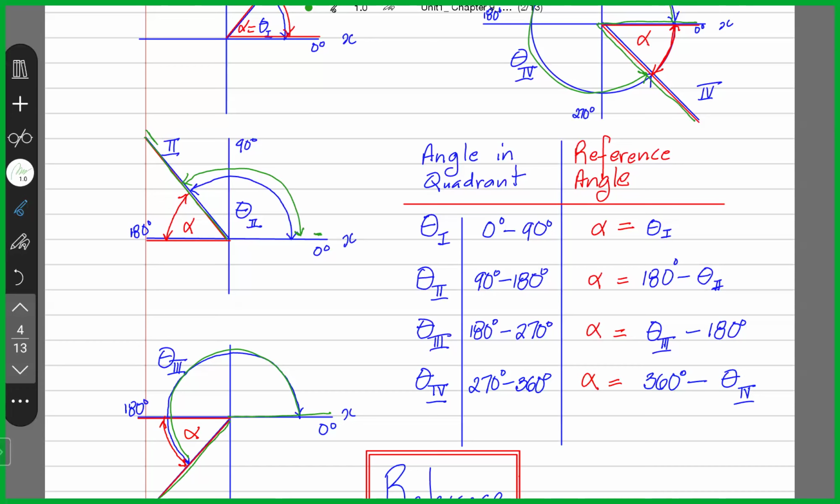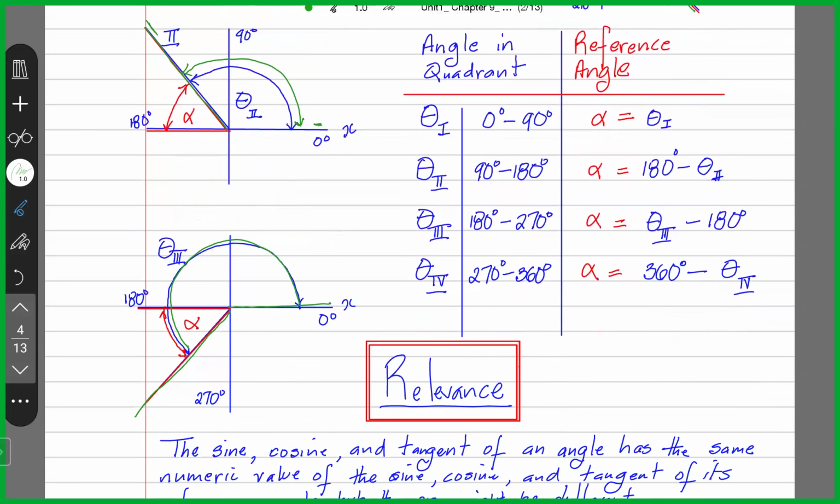So for example, let's say 300 degrees. The reference angle for 300 degrees would be 360 degrees minus 300 degrees, which would be 60 degrees. Now, what's the relevance of the reference angle?